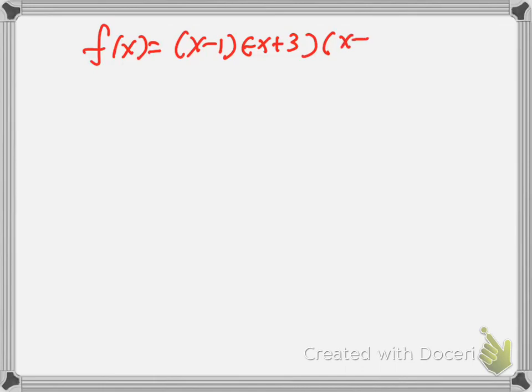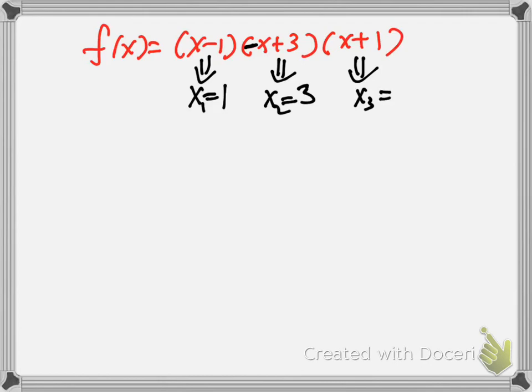So let me write down the product again. Now let's look at 3 solutions. This is 0, so x is 1. This is 0, x is 3. There's a negative sign here. And then the last one is 0, so x1, x2, x3. So this is -1. So they are all the x-intercepts. We're talking about the graph now.